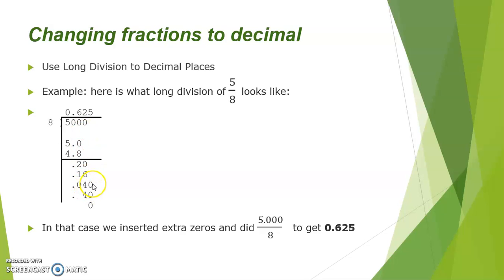We put down another 0. This 0 point covers all the zeros we are adding, right? Bring down 0. 40 divided by 8 is 5. And 5 times 8 is 40. Using the DMSBR: divide, multiply, subtract, bring down, and repeat. So in this case, we inserted extra zeros, and we saw this is 5.000 divided by 8 to get 0.625.